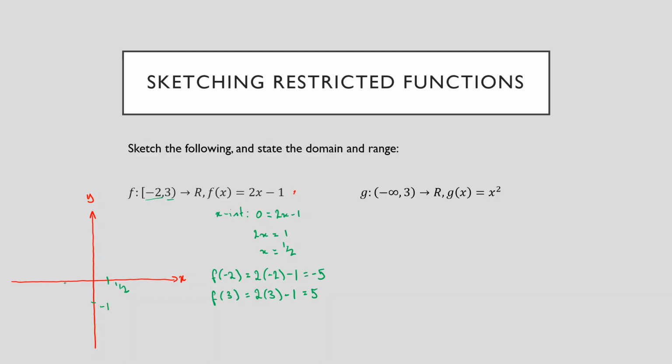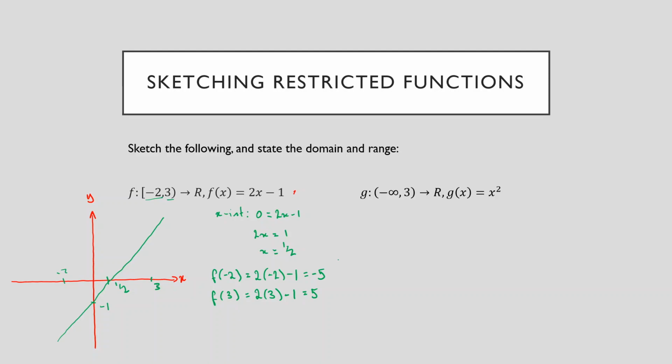So let's say -2 is here. Let's say 3 is here. It's going to be a weird looking drawing. It's going to be something like that. Okay, good enough.